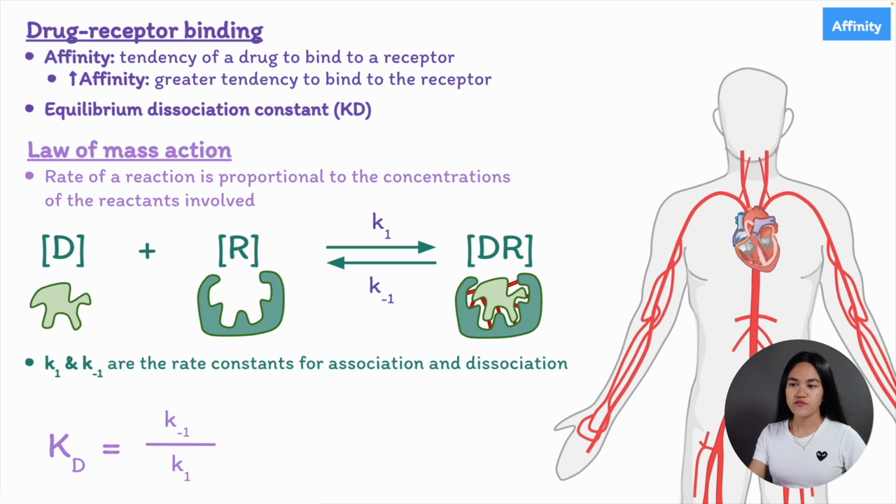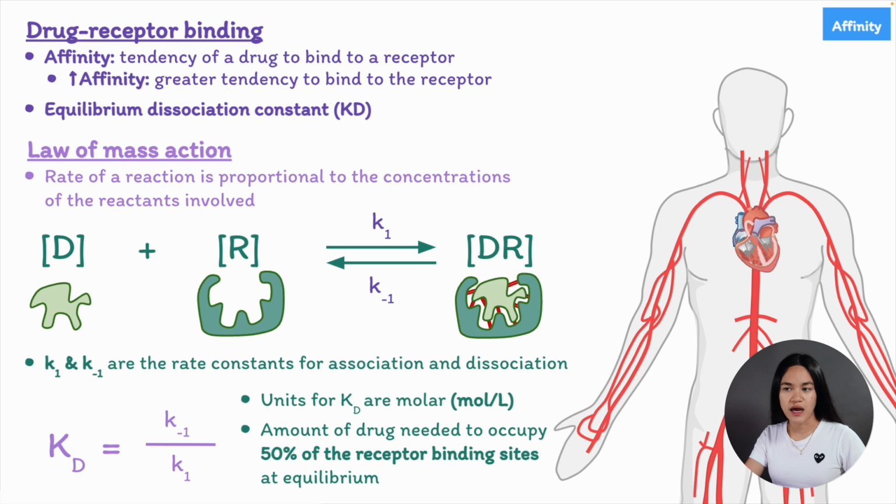Now, the value of KD increases when the dissociation constant, K-1, is higher. And the units of KD are in molar, which are the same units used for concentration. Numerically, the KD, or equilibrium dissociation constant, represents the amount of drug needed to occupy 50% of the receptor binding sites at equilibrium, okay? So this value provides us with valuable information about drug affinity.